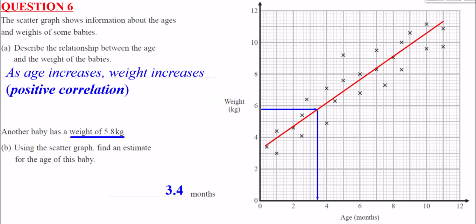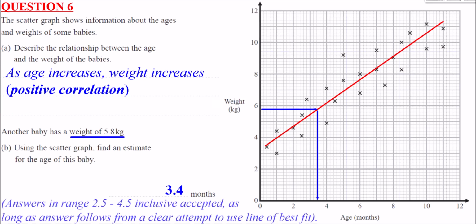Now, doing a line of best fit at GCSE is a fairly personal thing. Your line of best fit might be different to mine, and that's absolutely okay. The examiner knows there's going to be slight leeway and differences called tolerance. So as long as you've done a valid enough line of best fit, there is some wriggle room. If your answer isn't 3.4 exactly, it's okay. The examiner would accept, based off a valid line of best fit, anything between 2.5 and 4.5 inclusive, as long as it's based off a valid line of best fit and clear method.